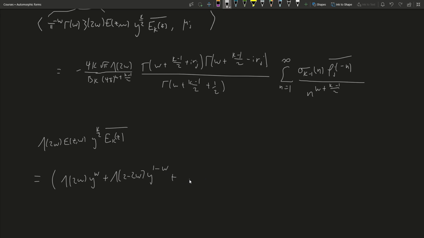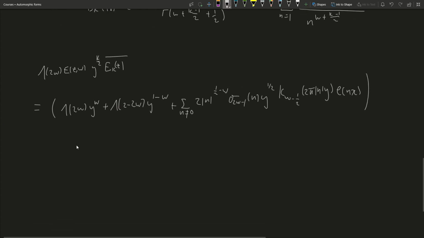And then you have the sum over n not equal to 0 of absolute value of n to the 1/2 minus w, sigma of 2w minus 1 of n. Here I'm using this convention that sigma of n is equal to sigma of the absolute value of n. And then the usual Whittaker function, so the K-Bessel function at w minus 1/2 of 2 pi n y, e to the 2 pi i n x. So that's just coming from this thing.